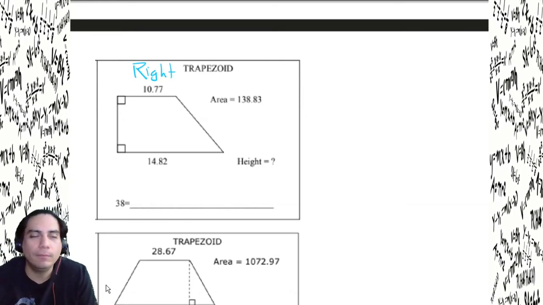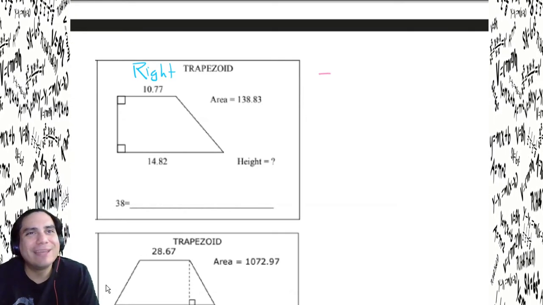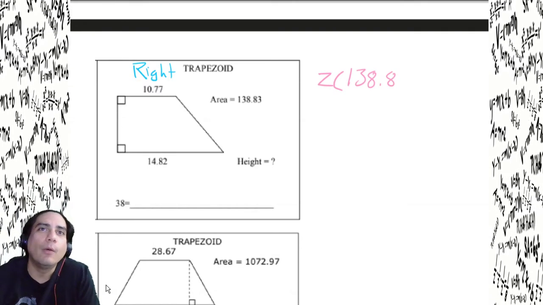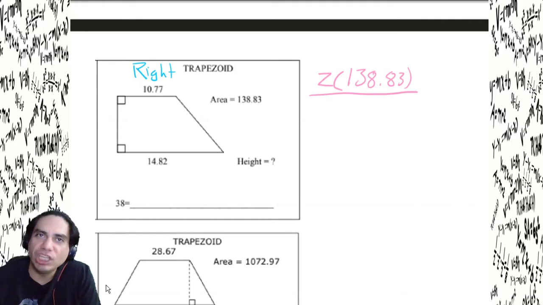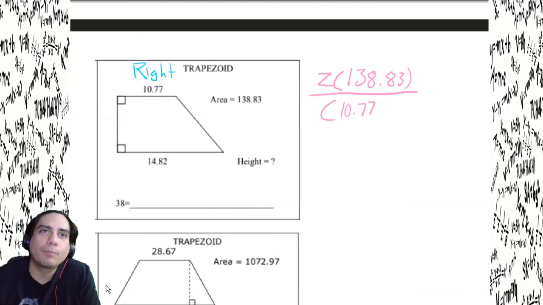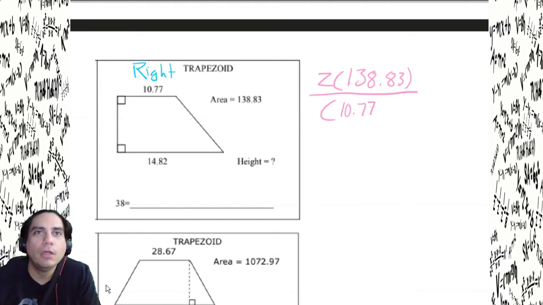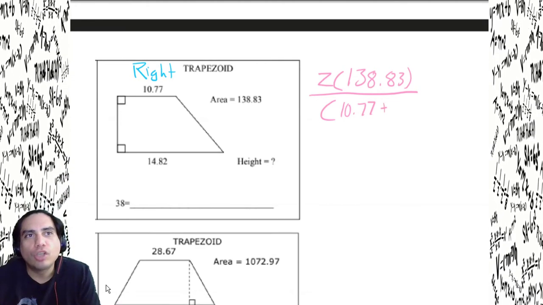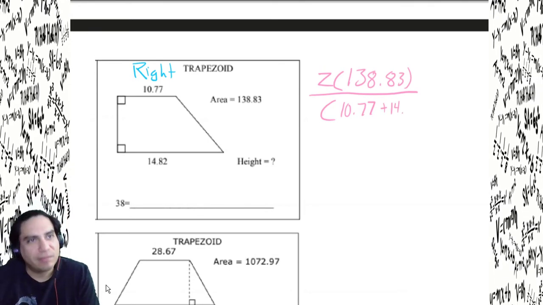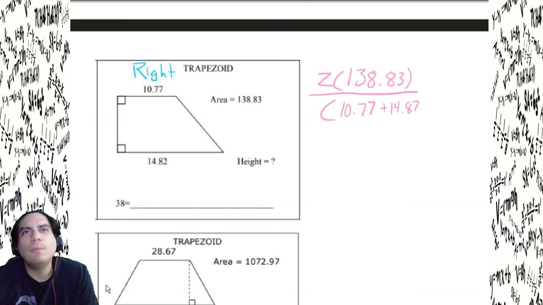We got that right trapezoid here. We're going to go ahead and double that area yet again. We're going to add our bases and divide it by that product from the area. And that number two. So we're going to get the quotient of double the area and sum of the bases. You got to be able to talk that math.